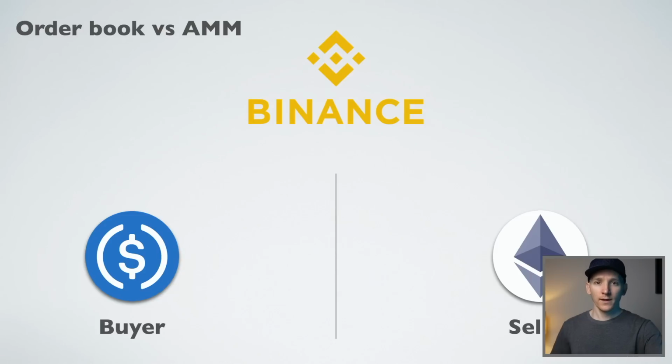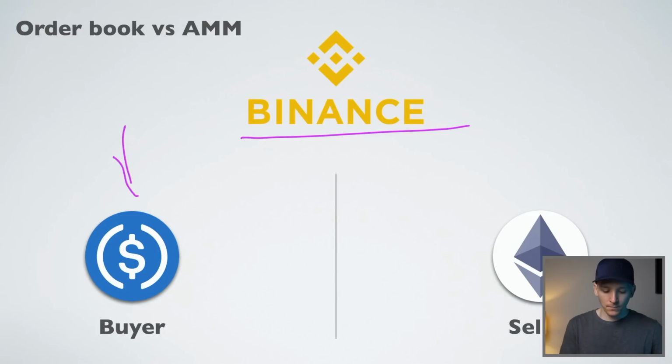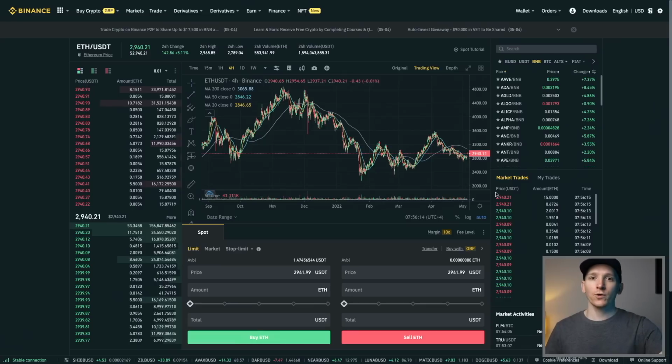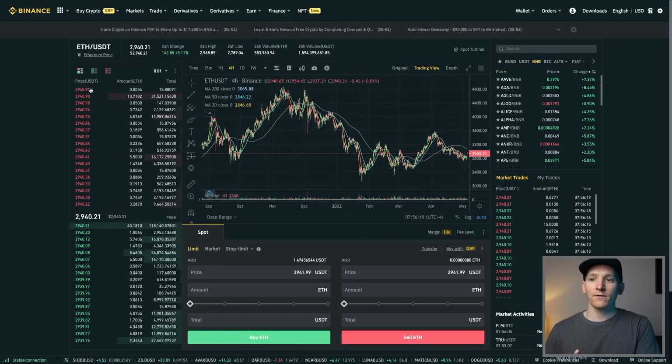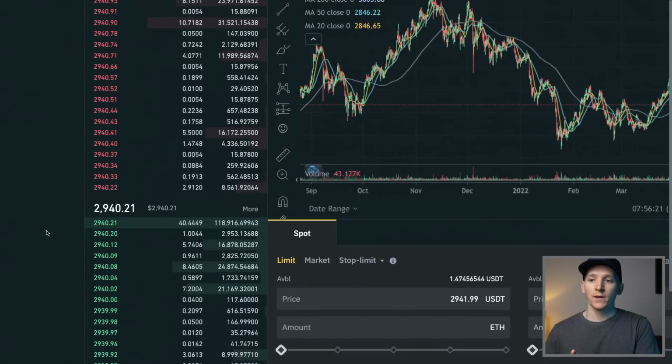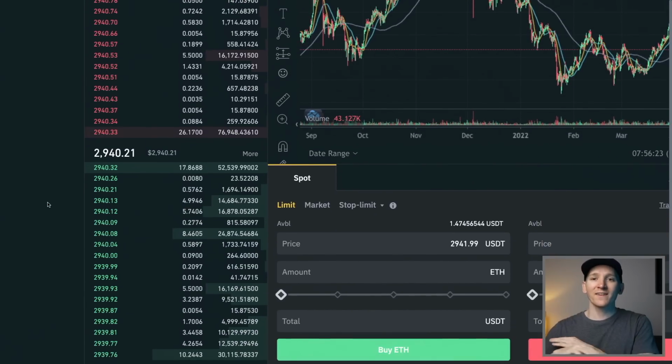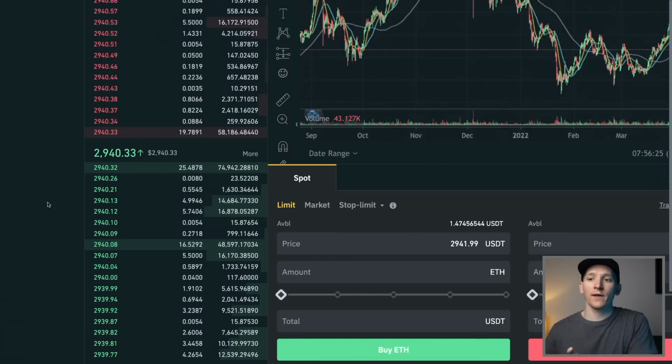And you can see that right here. This is Binance. So with an order book style, you have a buyer and you have a seller, and they come to the market and show their orders on the order book. You can see it right now live. This is the Ethereum market. And on the left-hand side, you can see the order book right here. It changes tick by tick. You can see everyone's orders. Everyone is showing their orders to you.